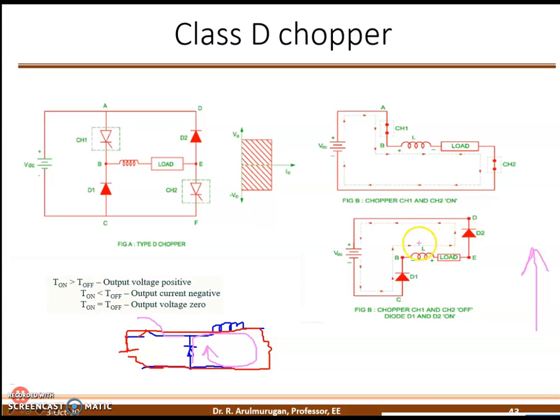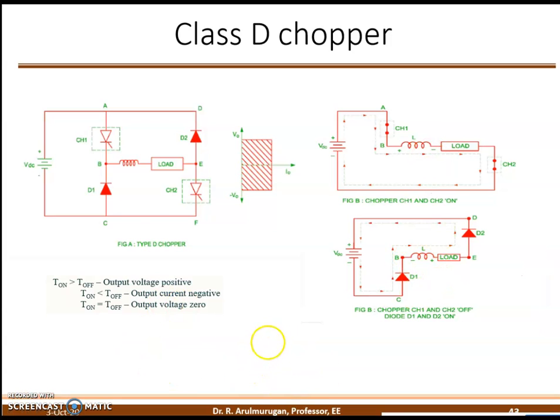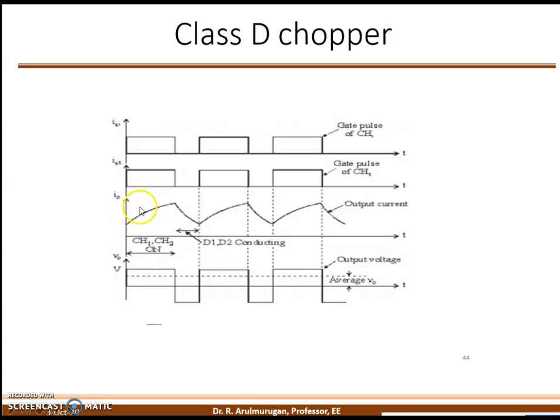During this condition, what will happen? Inductance is getting discharged. So inductance is charging, inductance is discharging. As usual, buck converter. See the diagrams. Here as usual, similarly, here is mode 1, mode 2, and the output voltage. As usual, it is the buck converter diagram only.